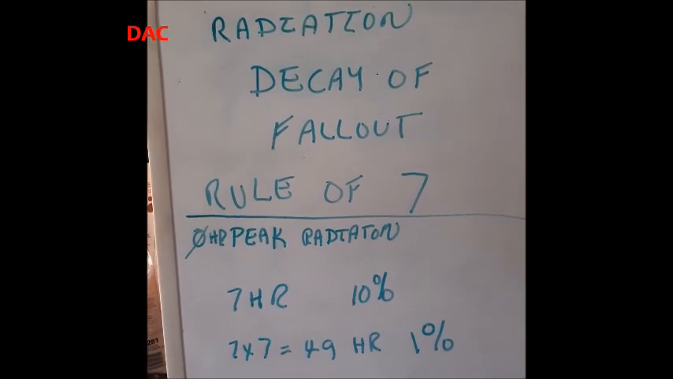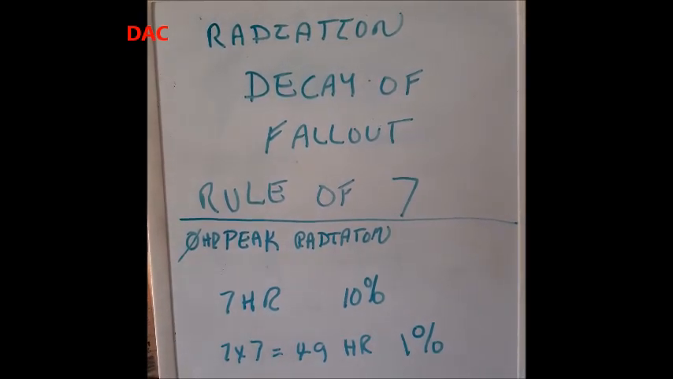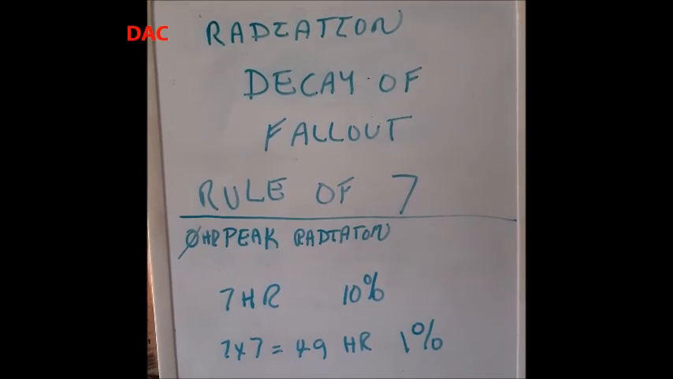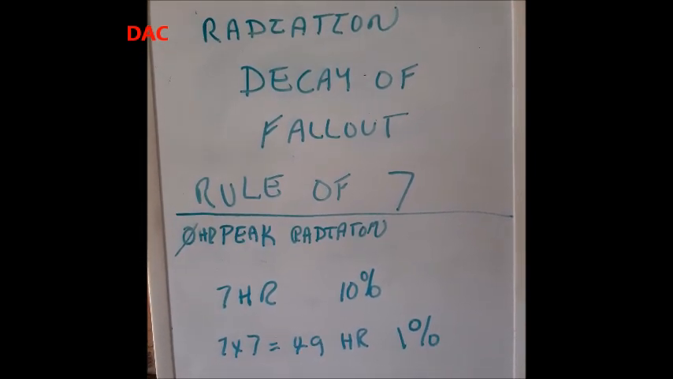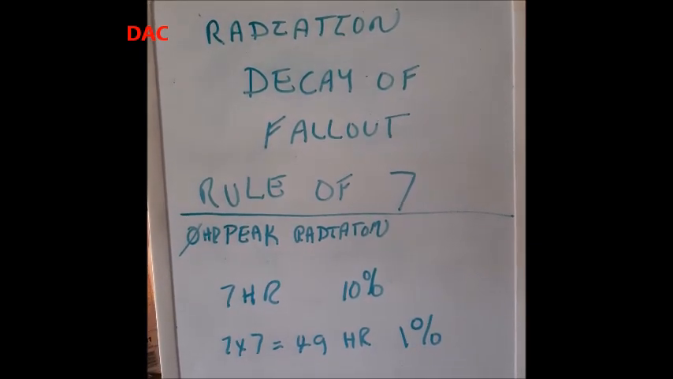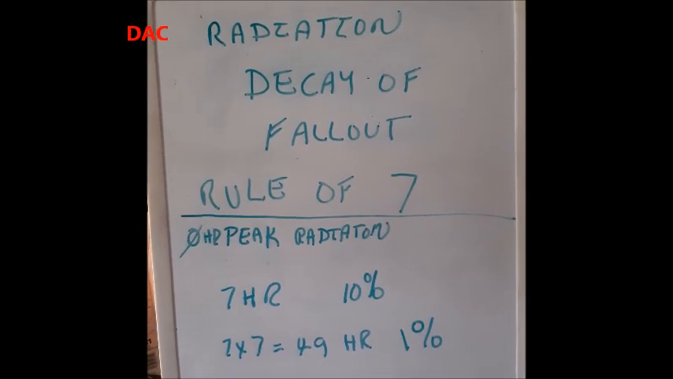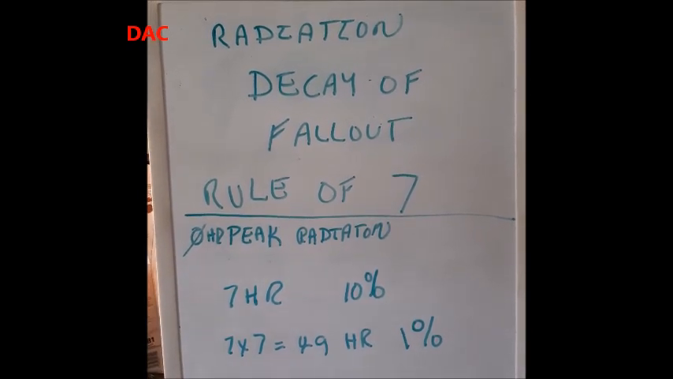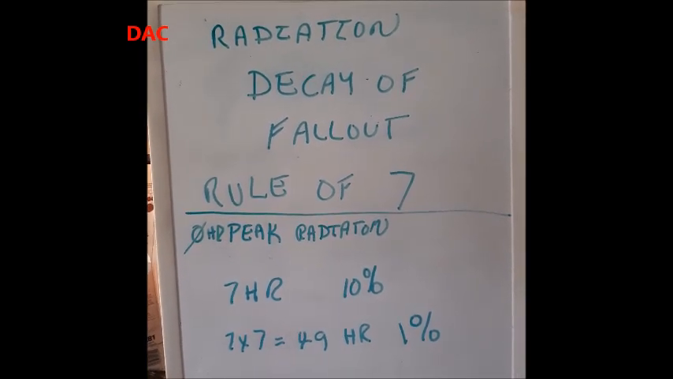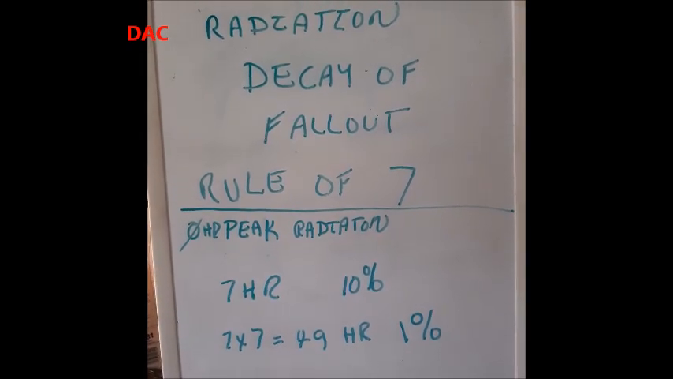The reason is the concentration and distribution of radioisotopes are different for those type of explosions than you have with a conventional nuclear weapon. Now, a conventional nuclear weapon is a fission, boosted fission, or a thermonuclear weapon, which has a fusion component to it. So these type of weapons, the decay of fallout at your position will follow the rule of 7.